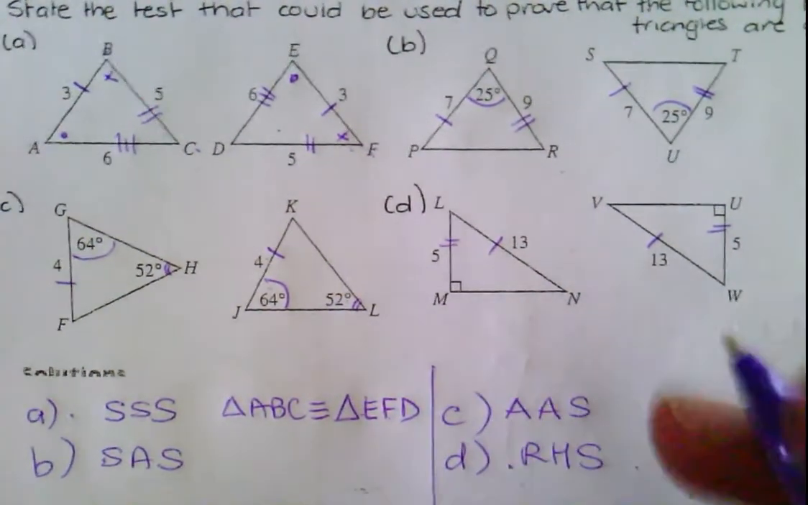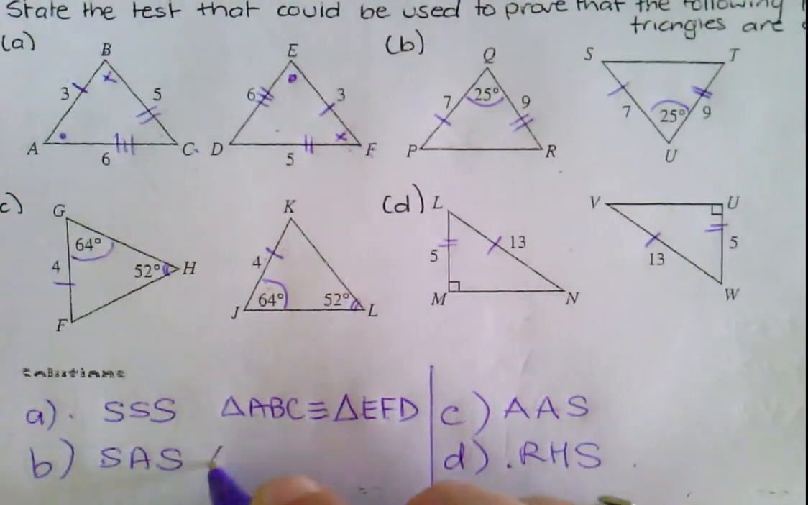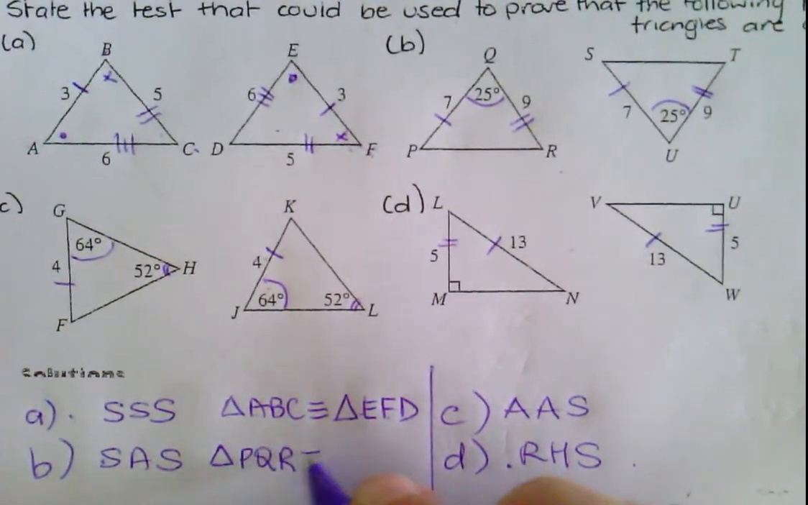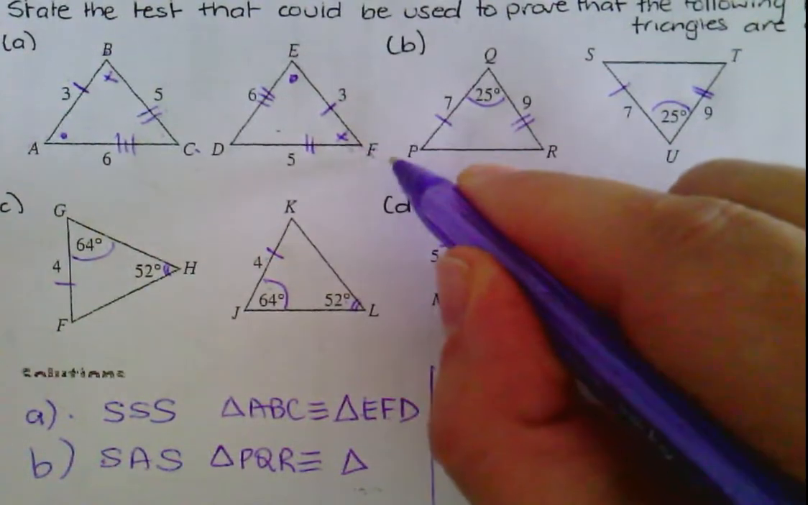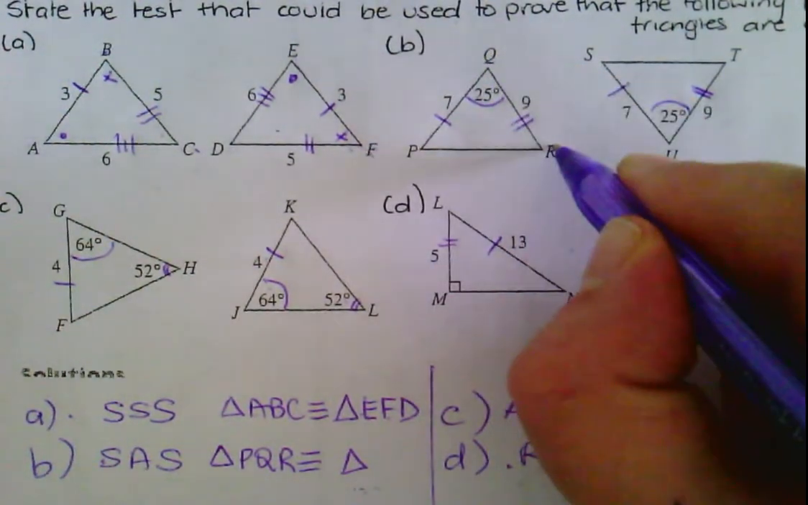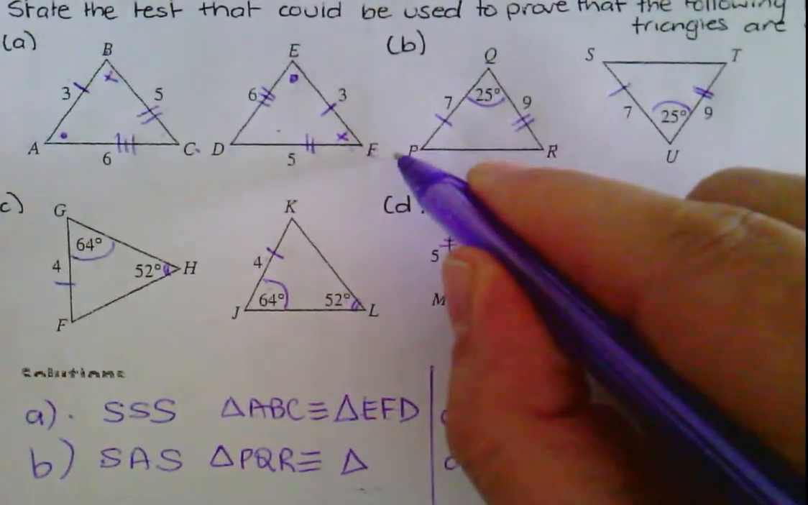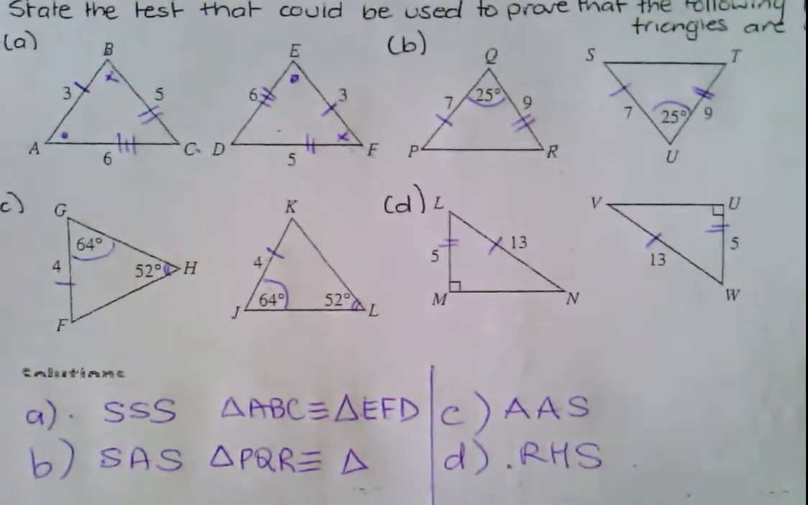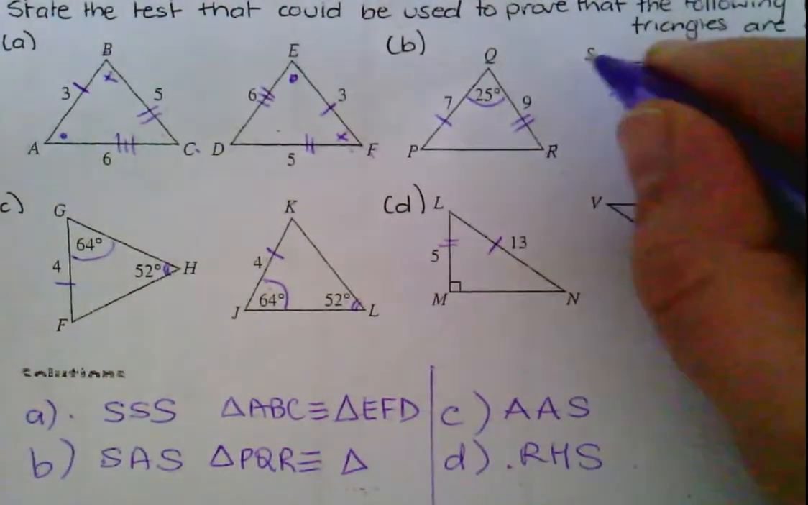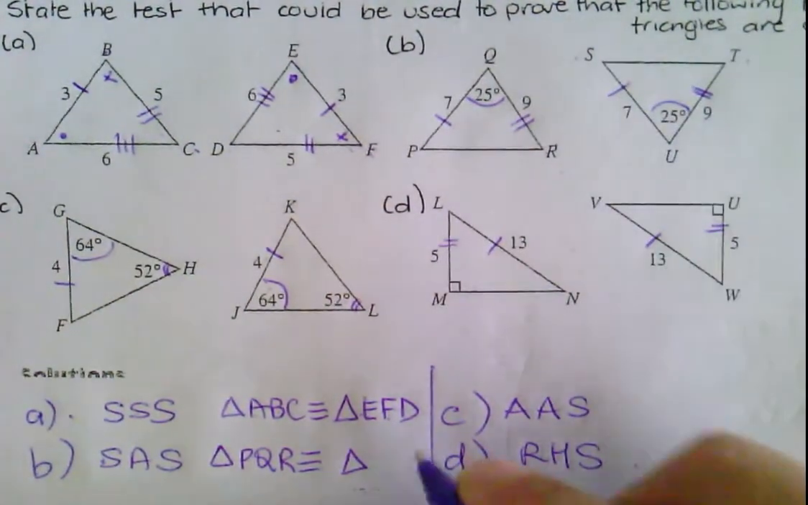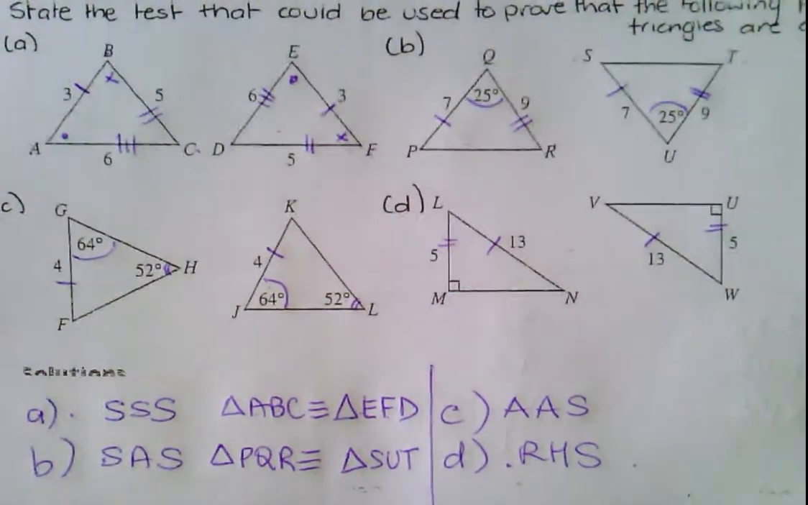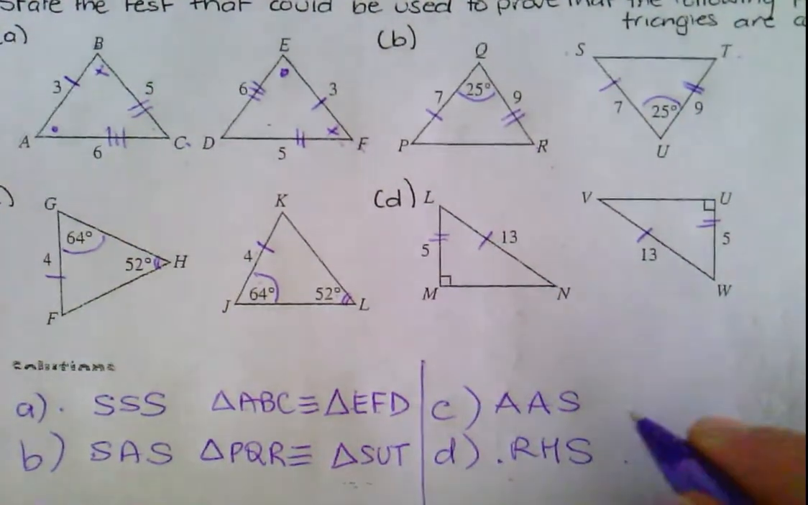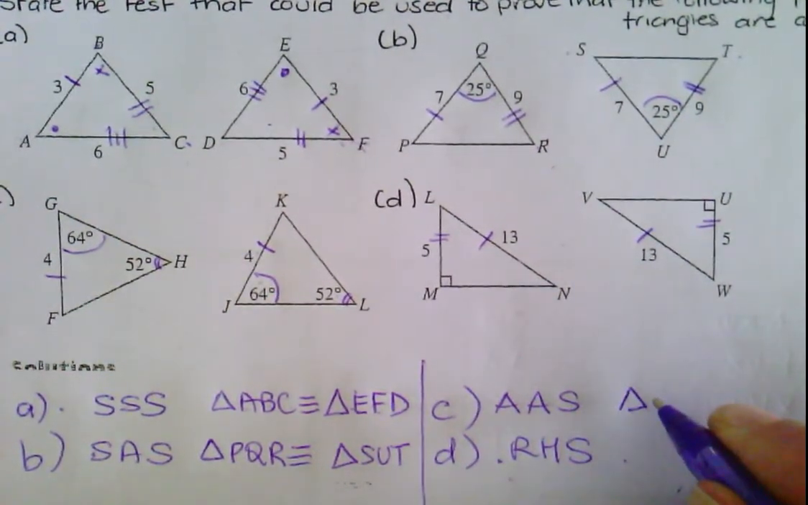So with B, I'm just going to go PQR because I like alphabetical order for the first one. So for triangle B, I've got PQR along the 7 side and then along the 9. Along the 7 side to the 25 and then along the 9. Give me the order. S-U-T. Not S-T-U, S-U-T. Do you get it? Right. The next one, triangle E-F-G-H.